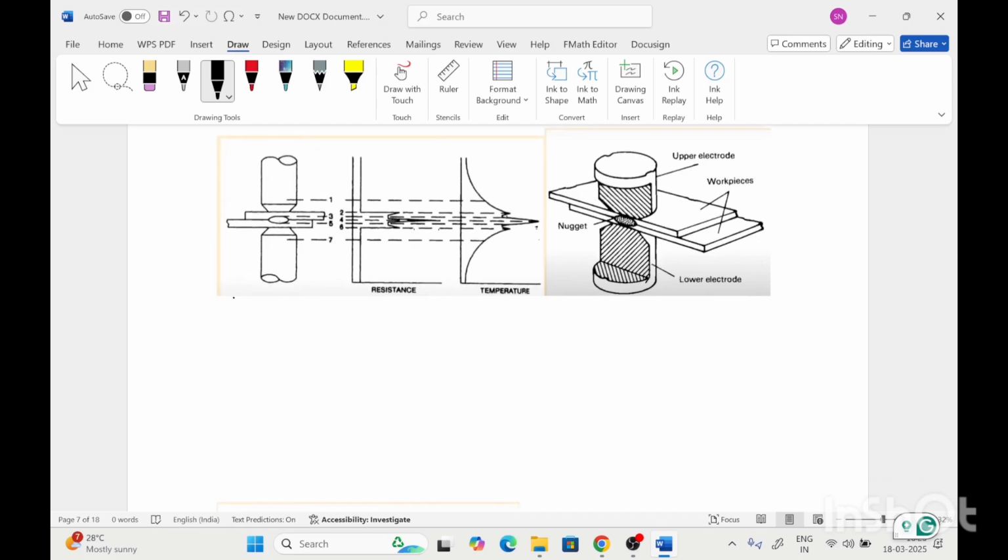In this case, we need high conductivity copper electrodes, meaning high thermal and electrical conductivity, and also low resistance.